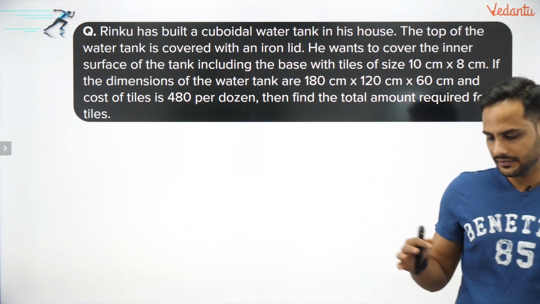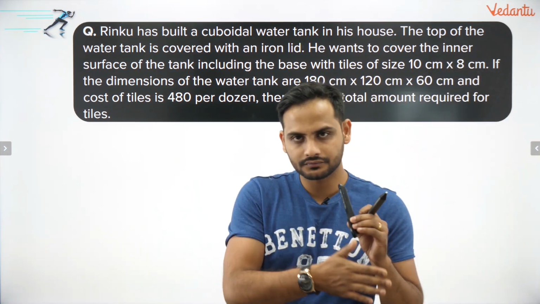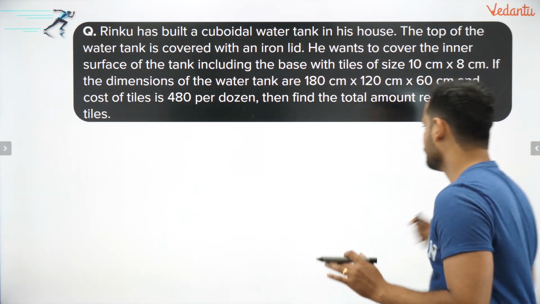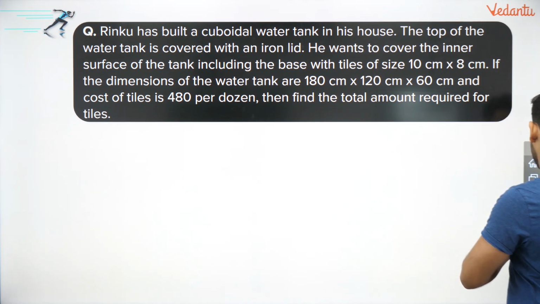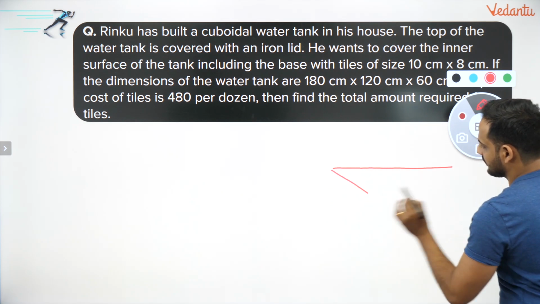Now what's your first thing? The cuboid's top is covered with an iron lid, so the remaining 5 faces have to be covered with the tiles. If we look at the diagram carefully, bachcho, the diagram will be something like this.